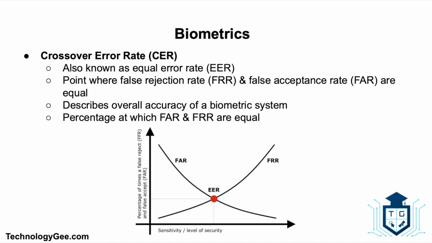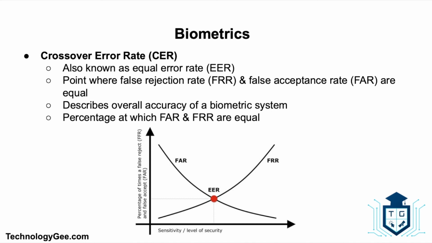And then we have the crossover error rate. The crossover error rate describes the point where the false reject rate and the false accept rate are equal. The crossover error rate is also known as the equal error rate, and it describes the overall accuracy of a biometric system. So simply put, the crossover error rate is the percentage at which the false acceptance rate and the false reject rate are equal.